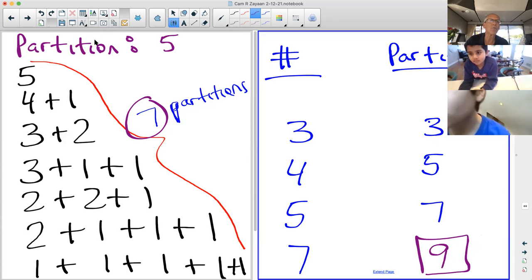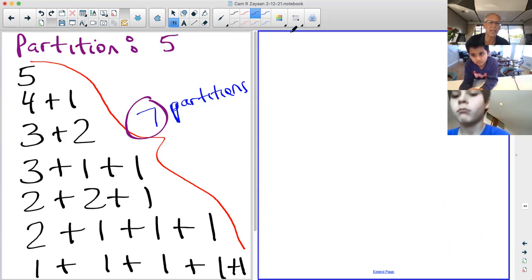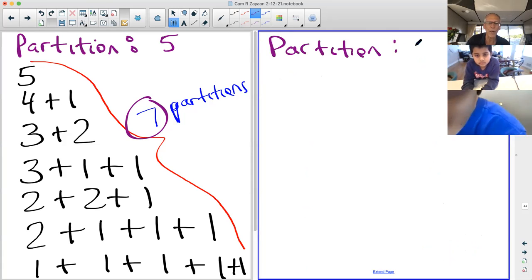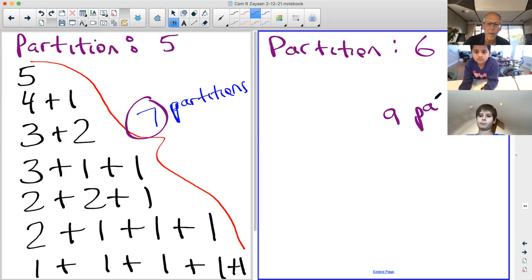And now I'm really interested to see you guys partition the number 6 to see if your conjecture of 9 partitions is correct. All right, gentlemen, begin.